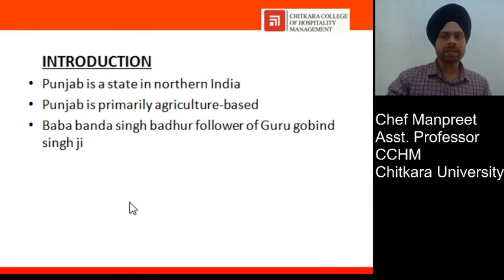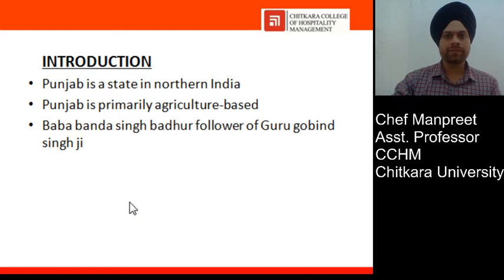As far as the introduction of Punjabi cuisine is concerned, Punjab is a state on the northern side of India, situated on the bank of the Satluj River. Punjab has very fertile land, because these rivers flow through this area, and that is why the primary occupation of Punjabi people is agriculture.